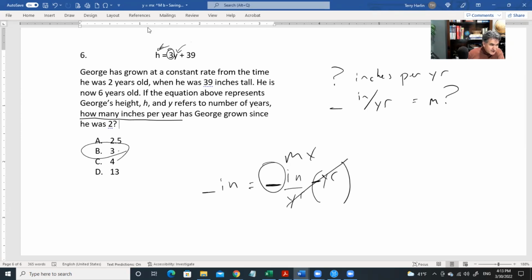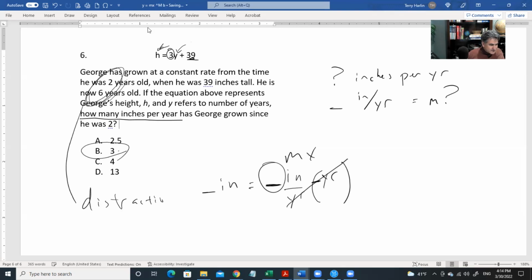That's it. There's other information here that's a distraction. George has grown at a constant rate from the time he was 2 years old, when he was 39 inches tall. Okay, there's our starting point. He was 39 when he started growing in our equation, in our timeline here. He is now 6 years old. So this here is a red herring, meaning this is distracting information. We don't need that.